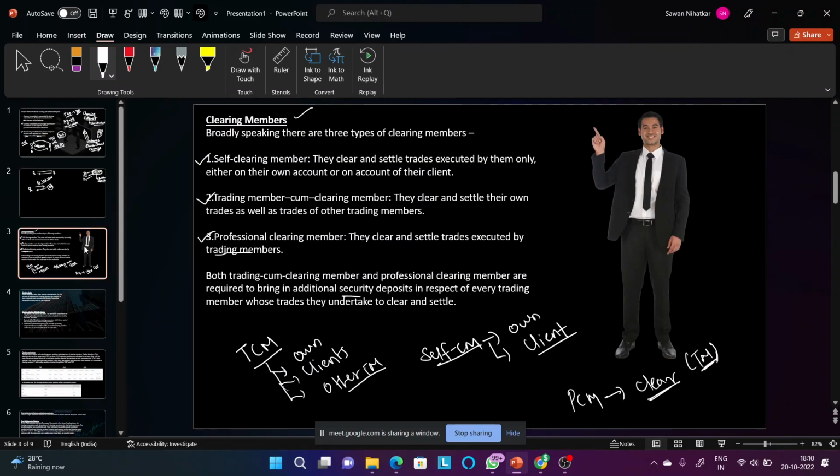तो वही इस point में mention किया है कि they need to bring in additional security deposits in respect of every trading member whose trades they undertake to clear and settle.